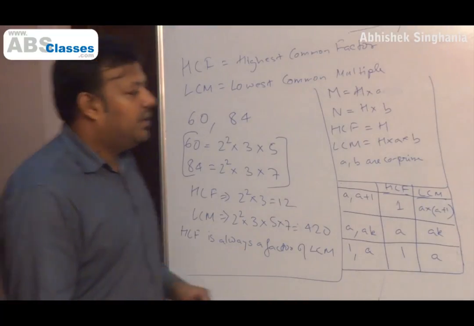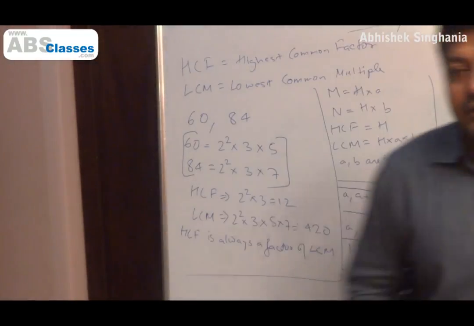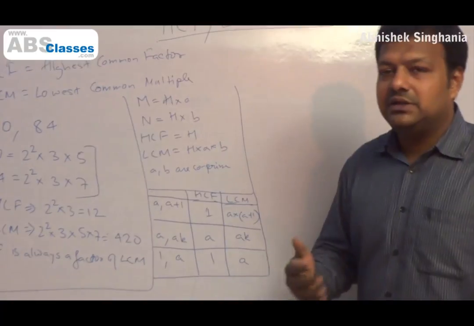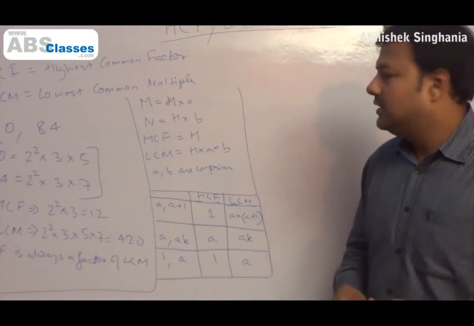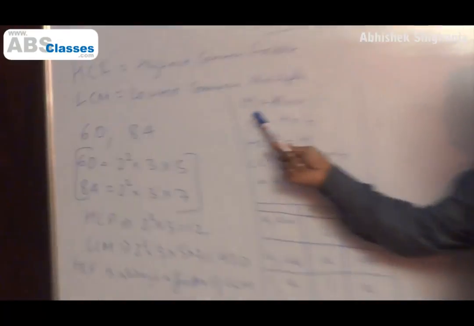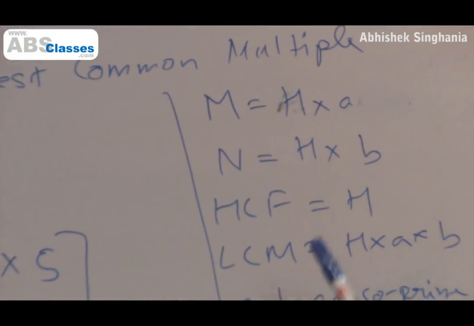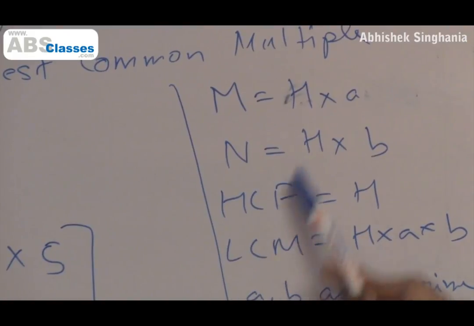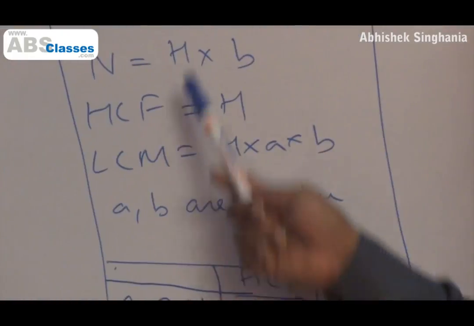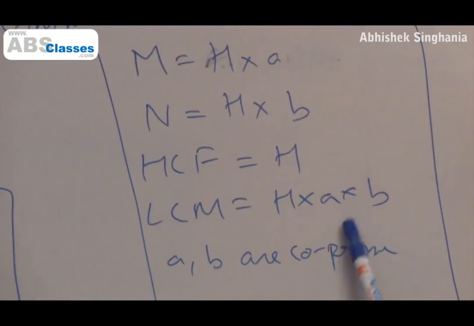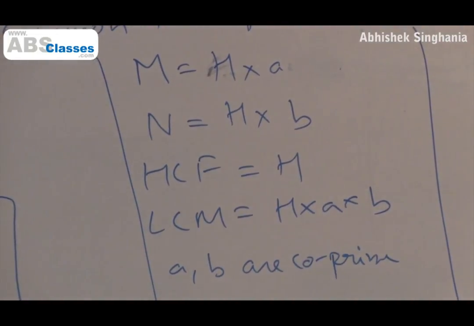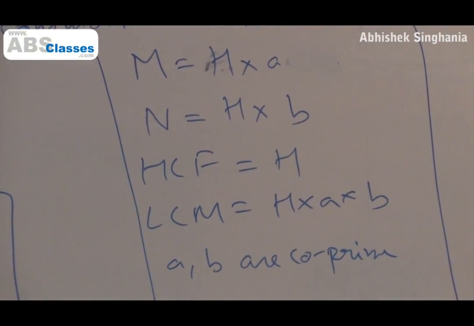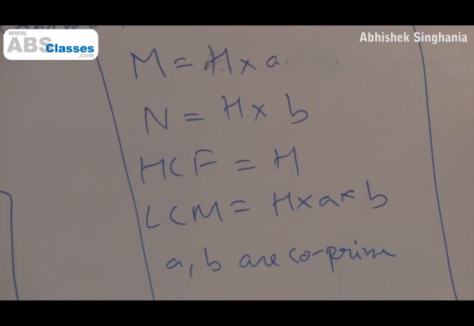Okay? Now, a few things about an extension of what we just discussed, that LCM must be a multiple of HCF. For example, say there is a number n, which is h into a, and another number n, which is h into b. So their HCF is h, and their LCM is h into a into b, where a and b are co-prime. A and b have no common factor. That is why the highest common factor is h, because a and b have no common factor. Right? We understand this? Okay.